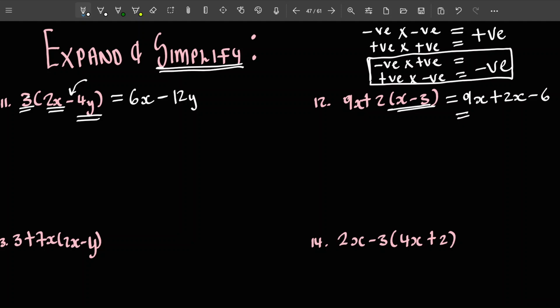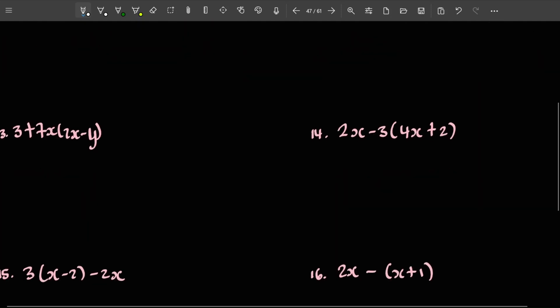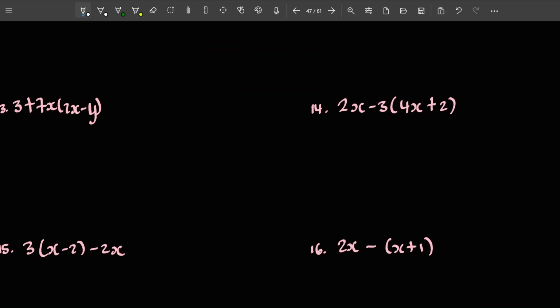I go ahead. 9x plus 2x. Because these are like terms, they all have x. I'll add the numbers in front, the coefficients. 9 plus 2, 11. 11 of what? Of x. And then minus 6. Number 3. 3 plus 7x, blah, blah, blah.